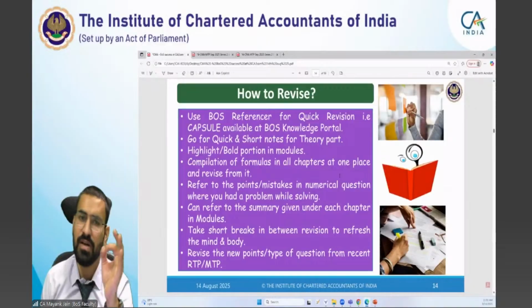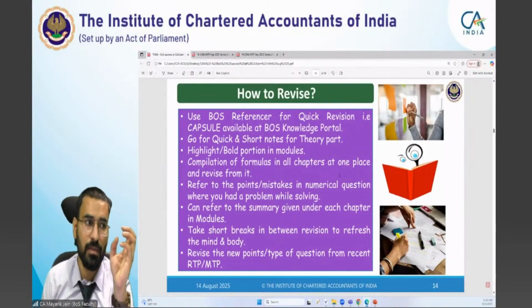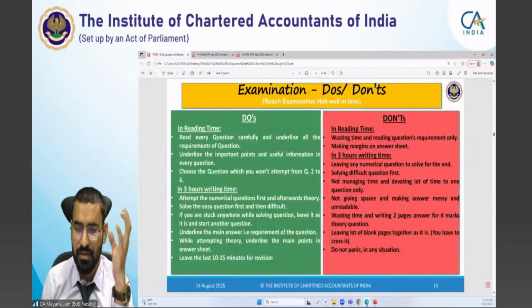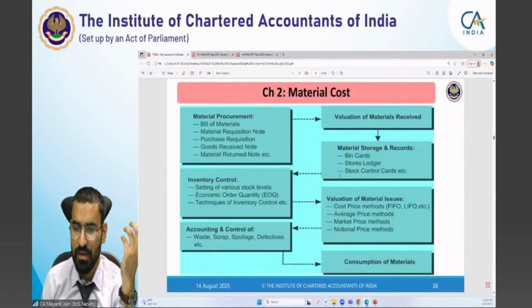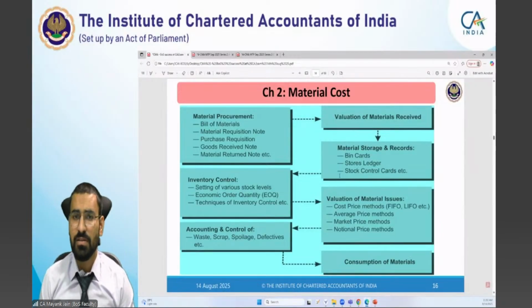How to revise, I've already said: use the Saransh for quick reference, make short notes for the theory part as well as for the formulas, highlight or bold portions in the modules, like highlight the most important part in the study material. In this way, you can revise. Some of the examination do's and don'ts, I already said. These are some of the chapter-wise tips or important points.